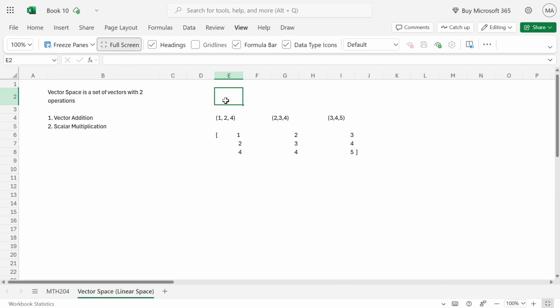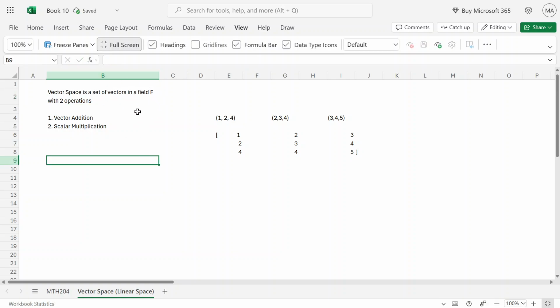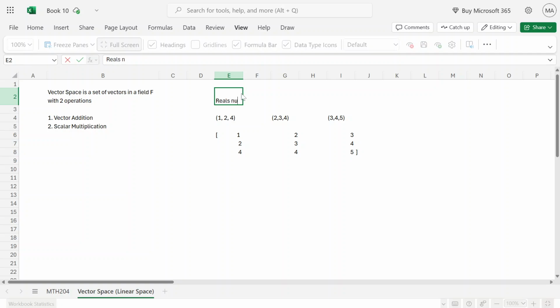Now let's talk about a scalar. First, before you can define a vector space, we should know the field. A vector space is a set of vectors with two operations in a field. We use the capital letter F for the field. Let's say they said a field of real numbers. It just means in this set and these operations, all our vectors must contain real numbers, and all our scalars must be real numbers.